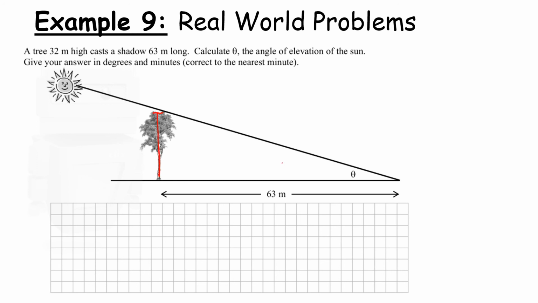So just to make our lives a little bit easier so it's a bit more visual, I'm going to write this in. So there's our 32 meters. The shadow of 63 meters, that is given. Calculate theta, the angle of elevation of the sun, and give your angle in degrees and minutes, correct to the nearest minute.